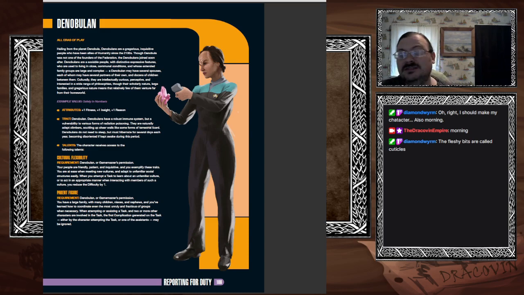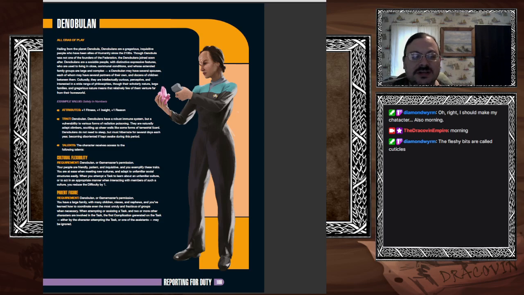Another big thing about them is they are very robust in their immune systems. They are vulnerable to a number of types of radiation, but they're also adaptive climbers, and they don't need to sleep. They hibernate for several days each year. So basically, they're a species that doesn't sleep except for a couple of days each year, when they hibernate.